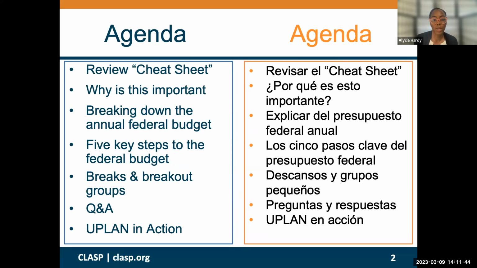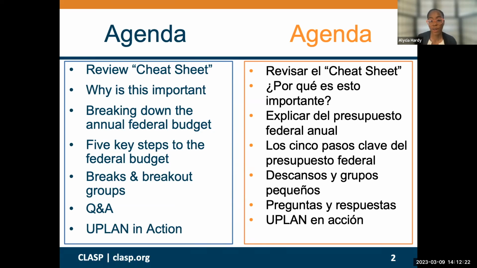So let's just take a moment to go over today's agenda. The first step we'll do is that we will take a preview of a cheat sheet that we created to help guide today's presentation. After that, we are going to set the stage about why the federal budget process is important. Then we'll take some time to break down the annual federal budget and the 3 spending categories. After that, we really will get to the meat of the presentation. A lot of that stuff is setting the level. And then we're going to talk about the 5 key steps to the federal budget process.